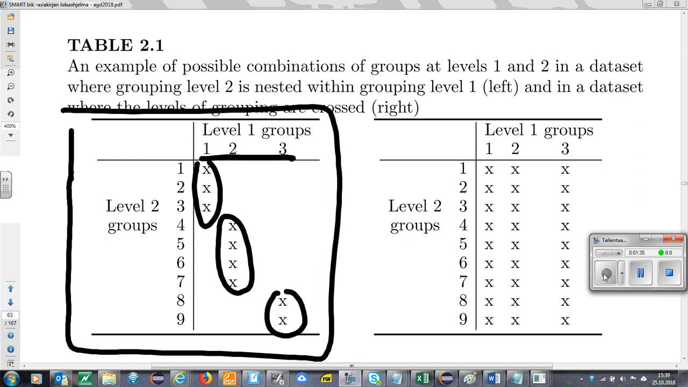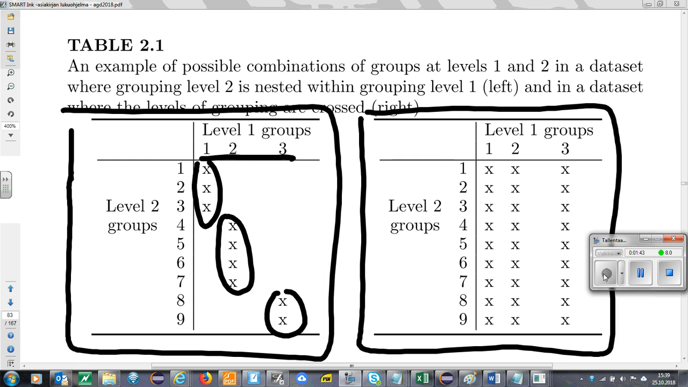But if we have crossed grouping structure, we have a situation that is illustrated here. We have the three groups at level 1, but for the level 2 groups, the members of group 1, for example, can belong to any of the level 1 groups. Members of group 2 in this level 2 grouping can belong to any of the level 1 groups, and so on.